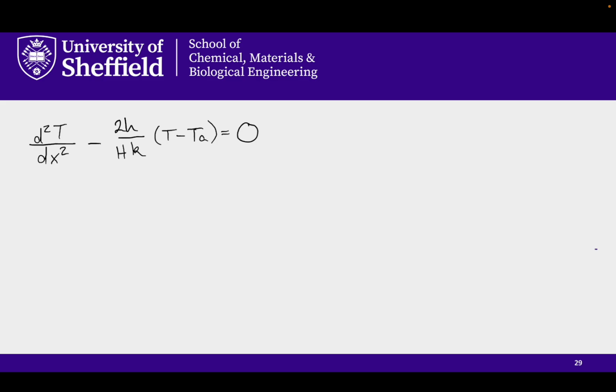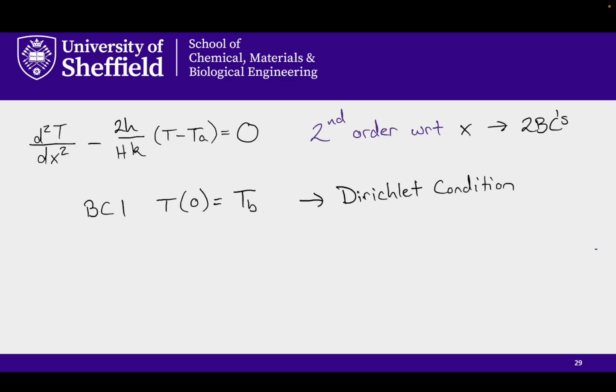we take our governing differential equation and we recognize that it's second order with respect to x, so we're going to need two boundary conditions. Our first boundary condition is pretty straightforward. We know that the base of the fin is at the temperature of the base, T base. So that's T of x equal to 0 equals T base. That's called a Dirichlet boundary condition.